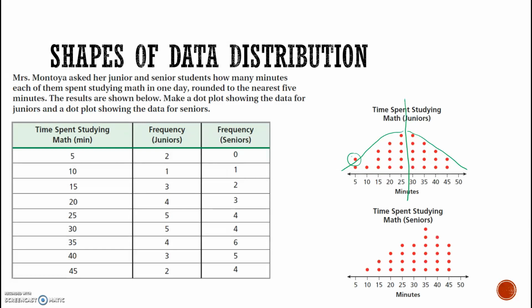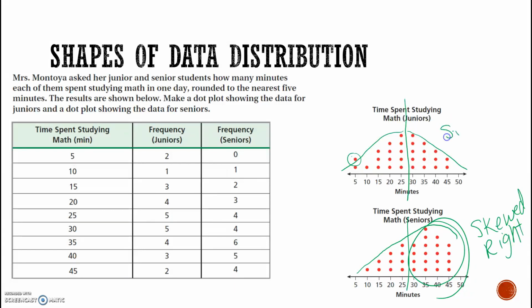Now, when we look at the seniors and we draw a line down the center, I notice that the data is sloping up. From a quick visual estimation, it looks like most of the data is on the right side. So for these seniors, we could say the distribution of their data is skewed right. So, skewed right and symmetric.